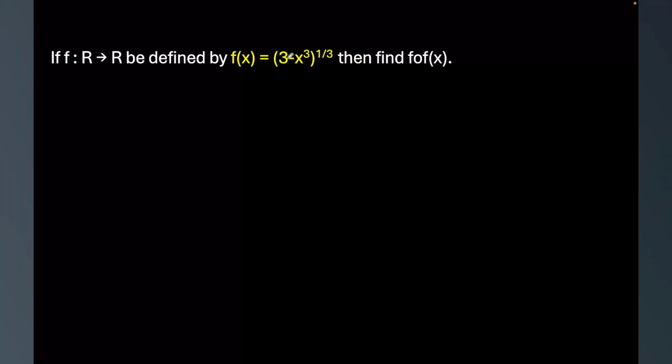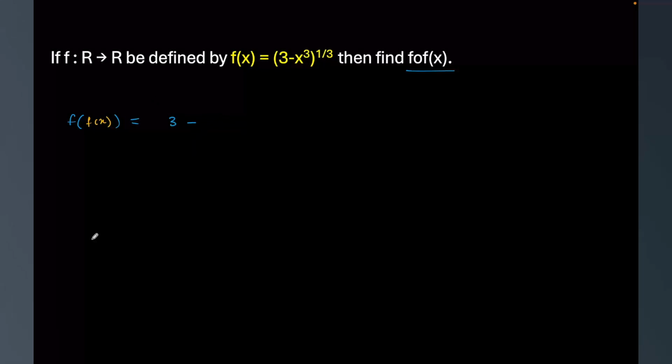We have f of x is equal to 3 minus x cubed raised to the power 1/3, and we have to find f of f of x. I'll write each f of x in a different color, so it's easy to visualize. I'll write f of x in orange, then 3 minus f of x whole cubed, raised to the power 1/3.